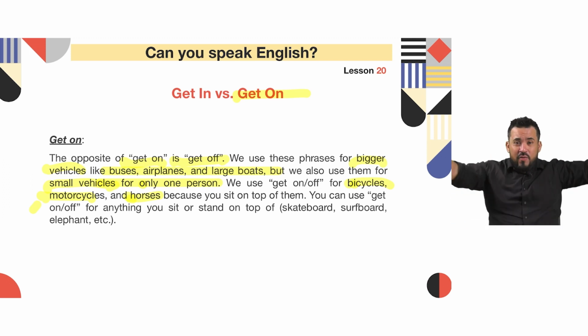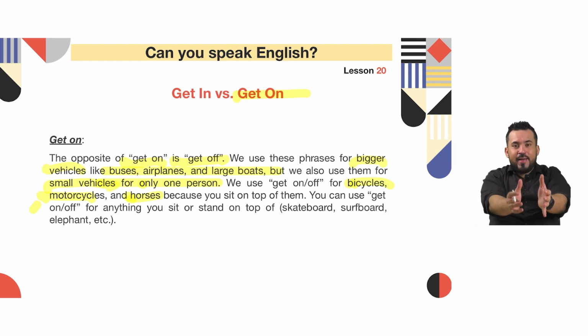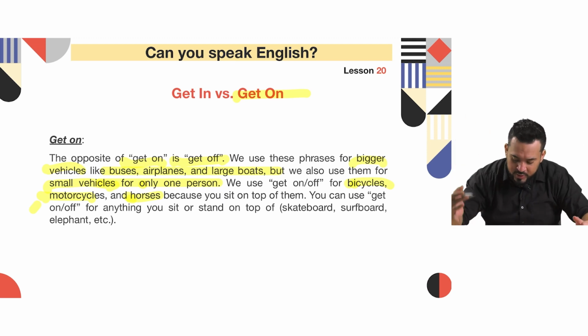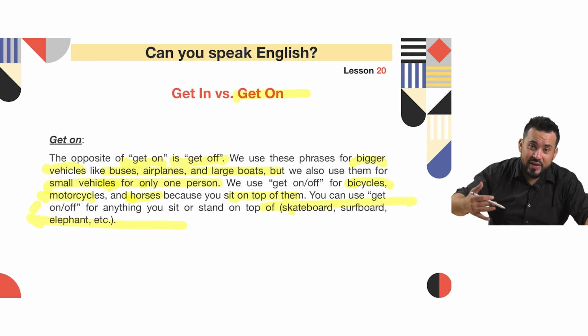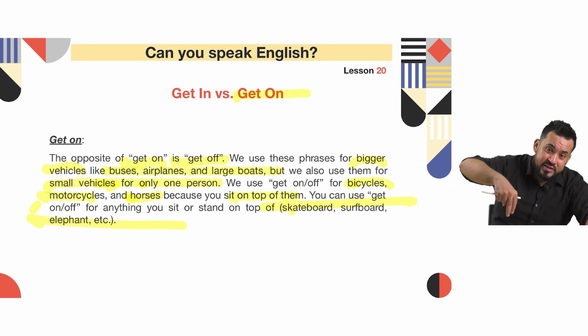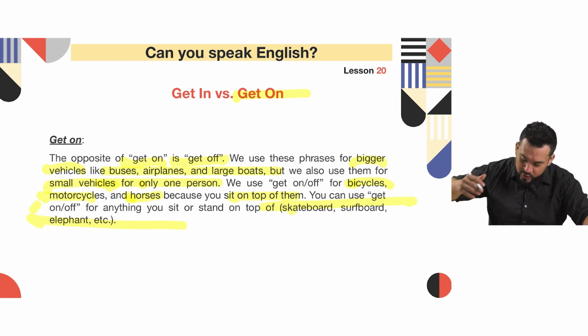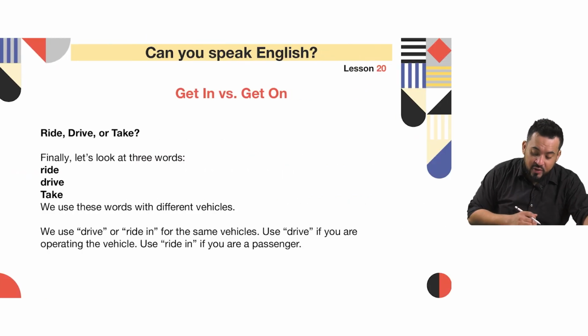So we either use it for very, very big things, like airplanes, or very, very small things, like a bicycle. Get on, get off. Because you sit on top of them. That is the reason. Okay. For anything you sit or stand on top of, like skateboards, surfboards, etc. So you get on or you get off anything you stand on. You get on the skateboard, you get off the skateboard, or the elephant. You know, have you ever been on an elephant?